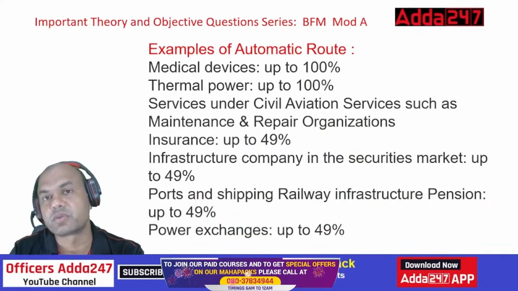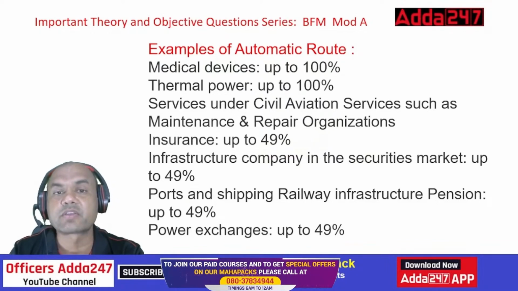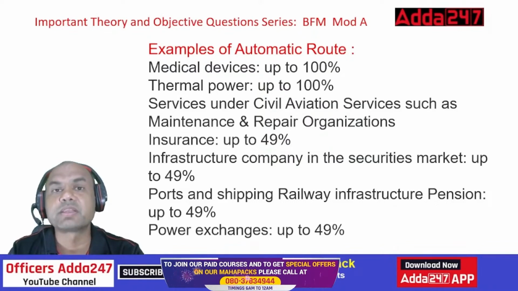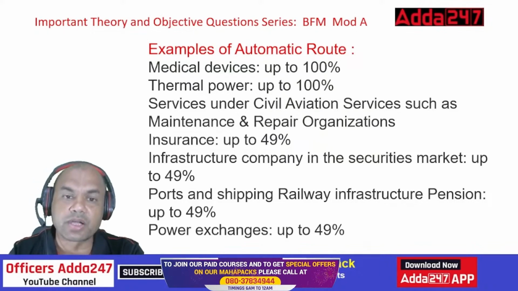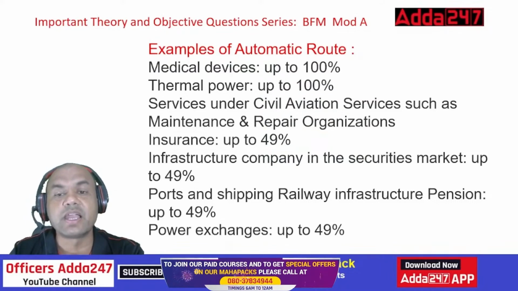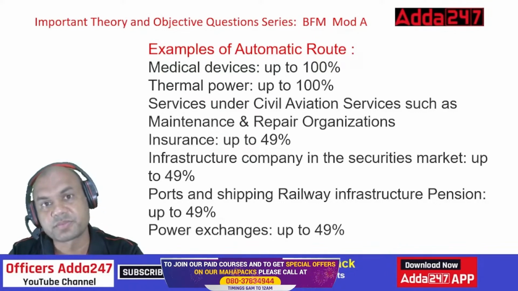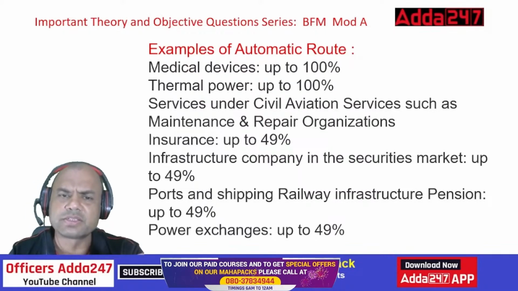Examples of automatic routes. Look at this. Medical devices up to 100%. Why medical devices? Because medication is a basic requirement of any country. Thermal power, right? So power is the basic need. Again, see here, all these are basic infra companies you can think. Up to 100%. Services under civil aviation, such as maintenance and repair organization. So services under civil aviation means aeroplanes, for maintenance of aeroplanes. So that is also one of the good means. Basically, this is again infra only, isn't it?